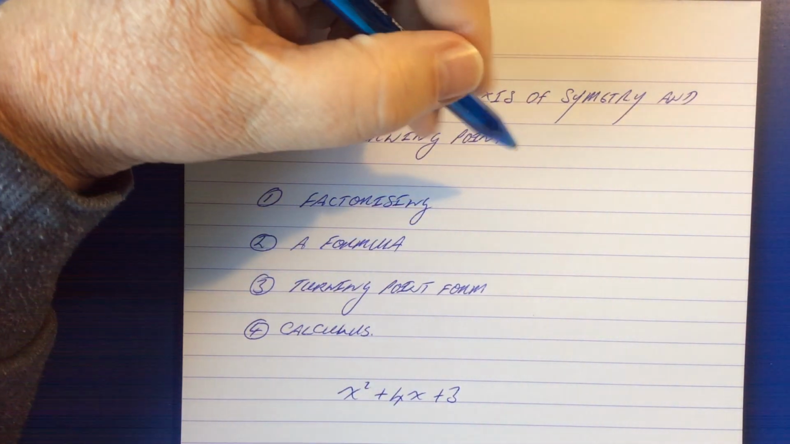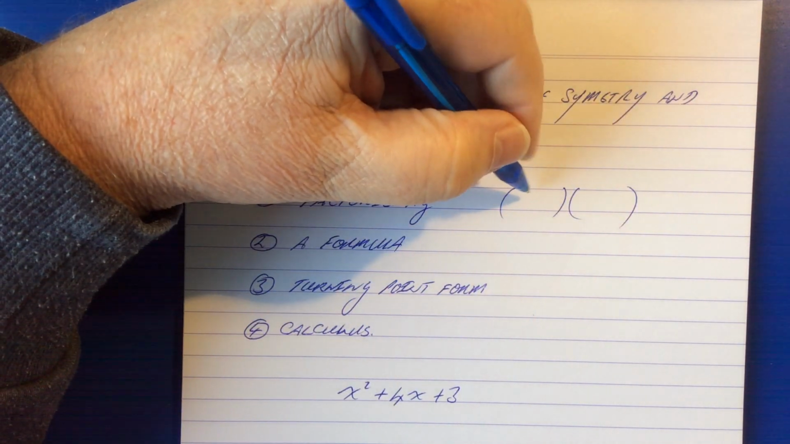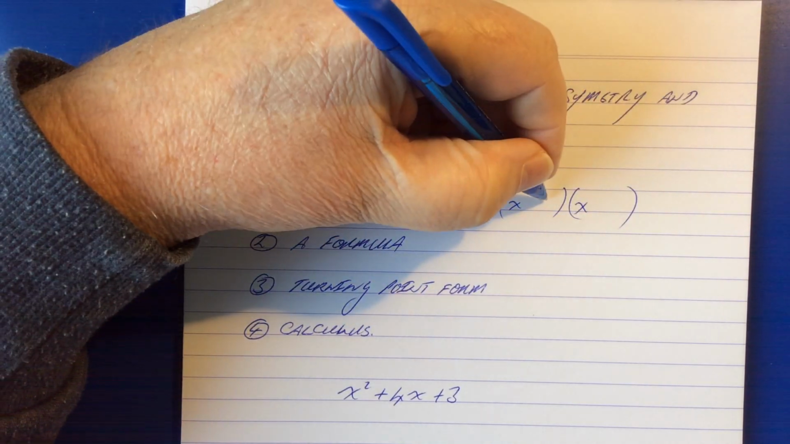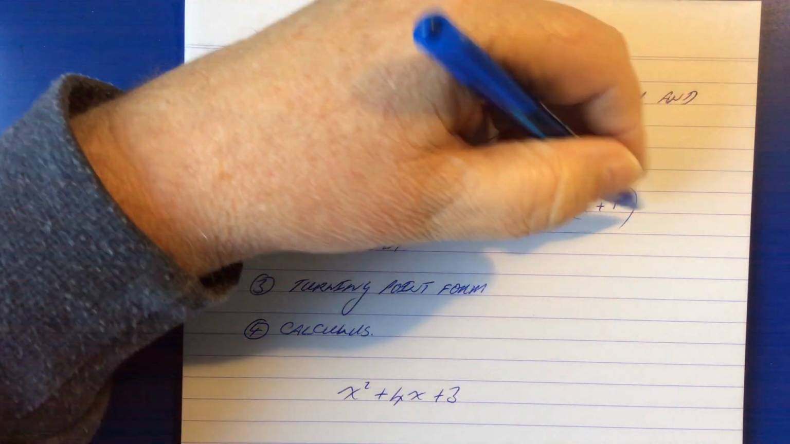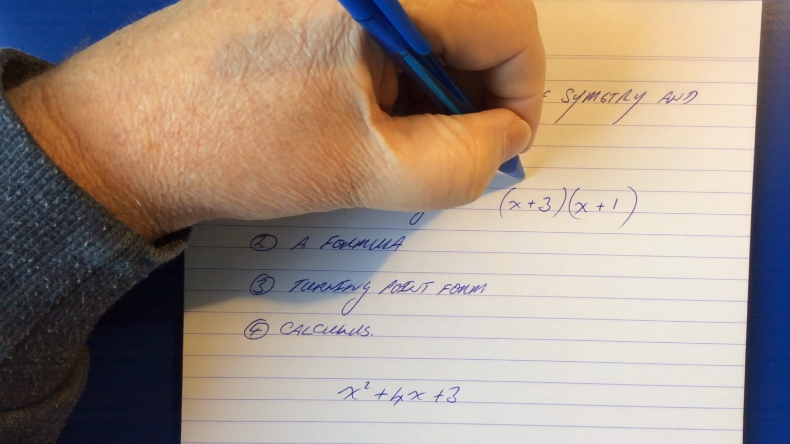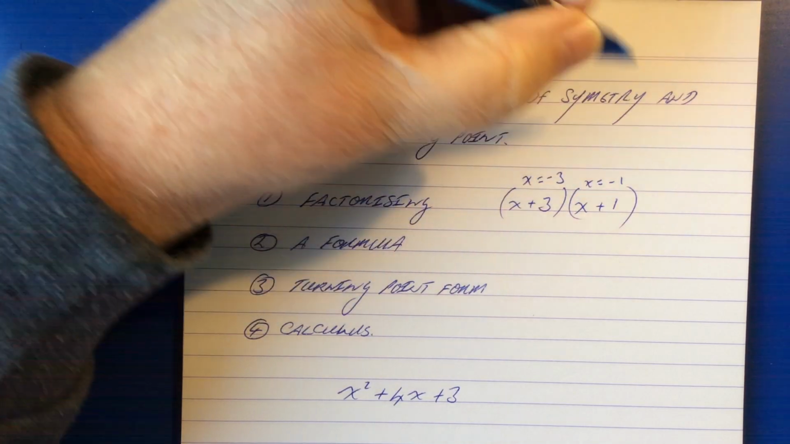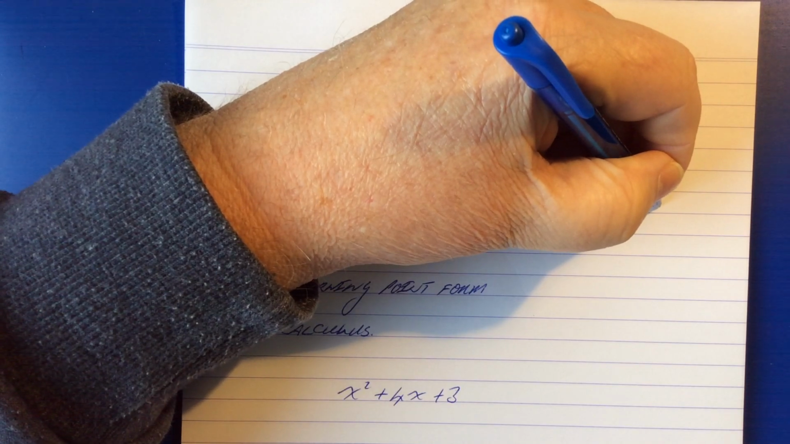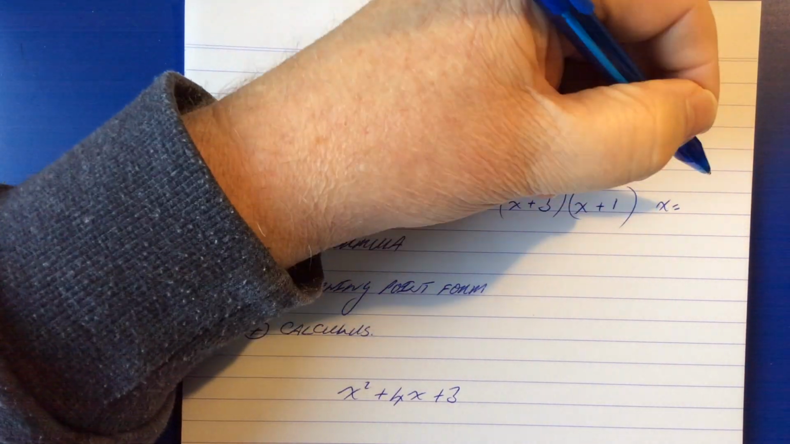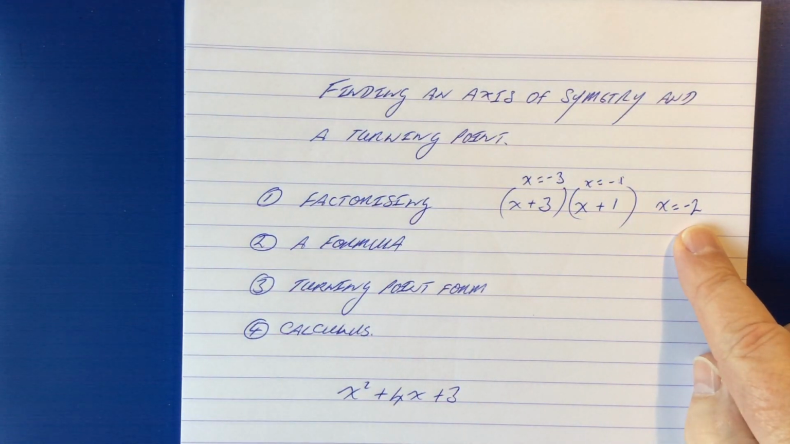So let's start with factorizing. If we factorize this thing, what we get is x and 3 and 1. And these are both positive. And that tells me that the x-intercepts are at -3 and -1. And so halfway between those 2 points, we get x equals -2, which is the equation of the axis of symmetry.